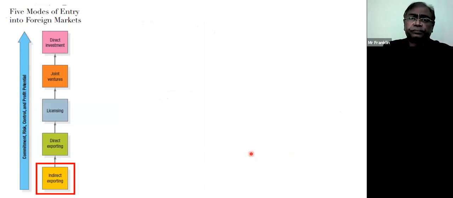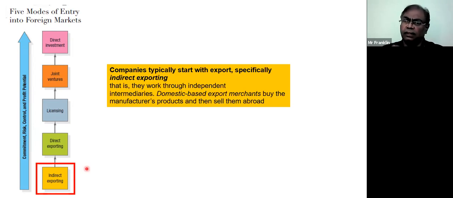Okay, now five modes of entry into a foreign market. The first is indirect exporting. Okay. Now, indirect exporting is very simple. Indirect exporting is where a company starts with export. When you first want to enter a foreign country, the first method that companies normally use is to export indirectly.